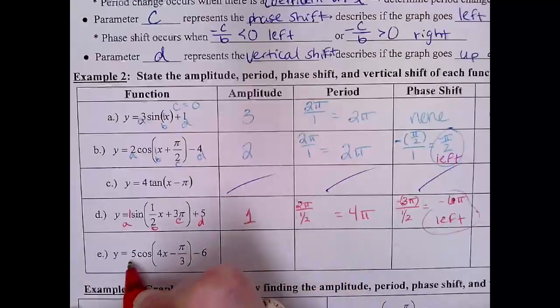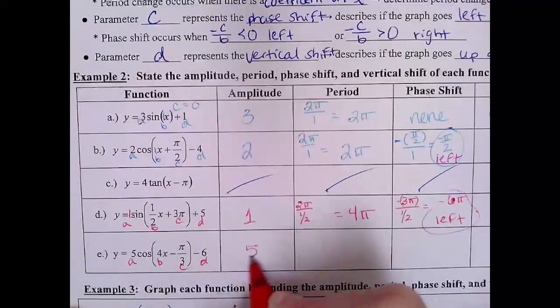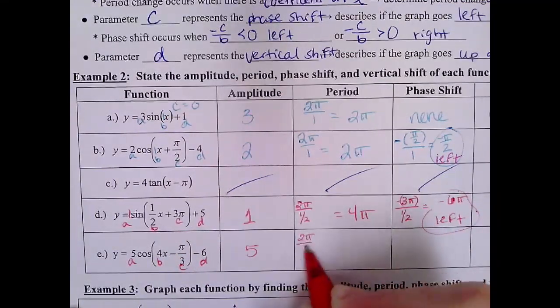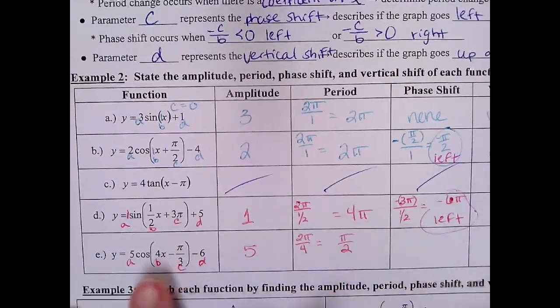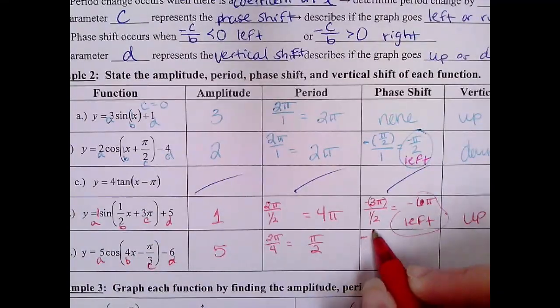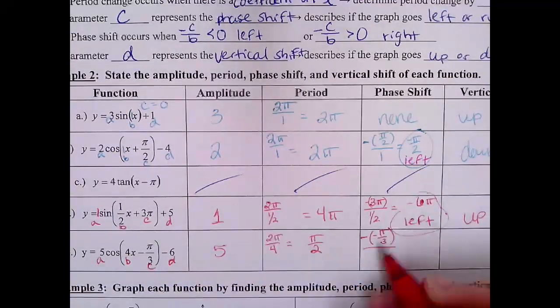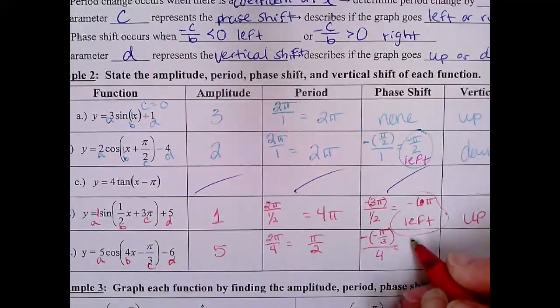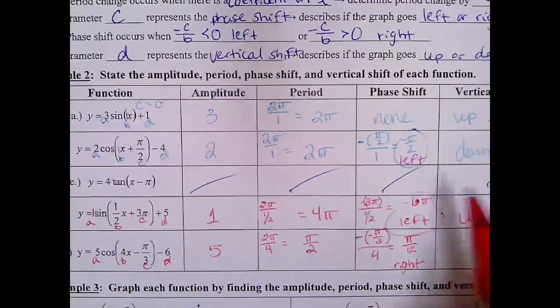And for E, this is A, B, C, and D. 5 is the amplitude. 2 pi divided by 4 for the period would be pi over 2, because 4 is your B. Now, you have a negative already, so when you do negative, negative pi over 3, that's what changes us to a positive. So if you're like, how am I ever going to go right, Miss Wallace? Negative will change you to a positive, divided by B, which is 4. So this makes us have positive pi over 12. So this means we are going right pi over 12.